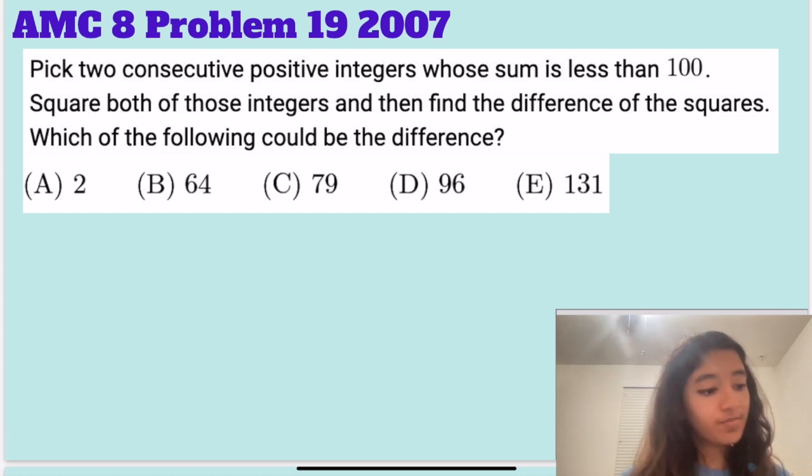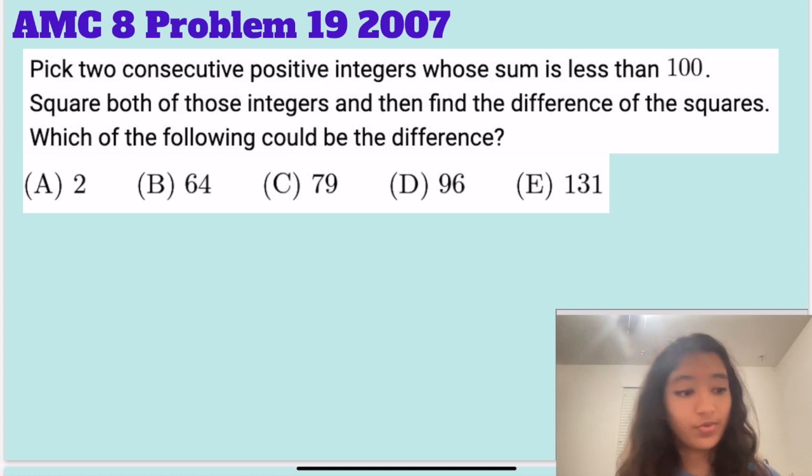Pick two consecutive positive integers whose sum is less than 100. Square both of those integers and then find the difference of the squares. Which of the following could be the difference? So we're also going to look at this problem algebraically, like that one earlier.